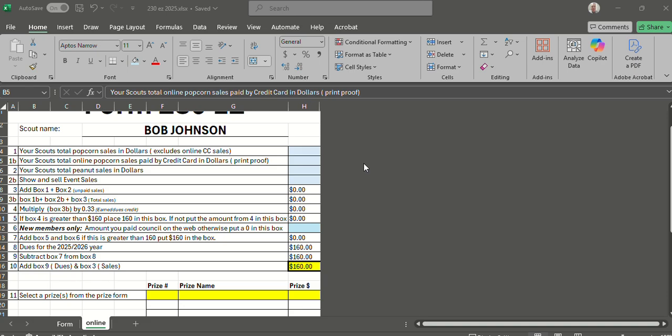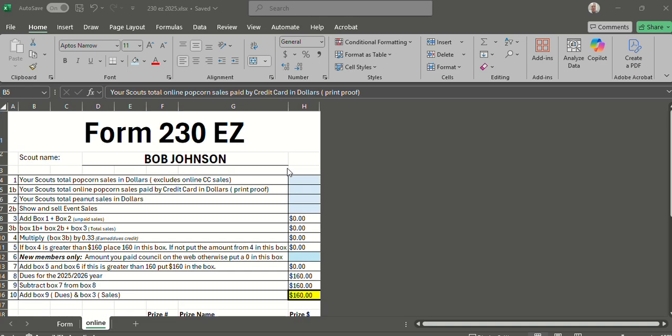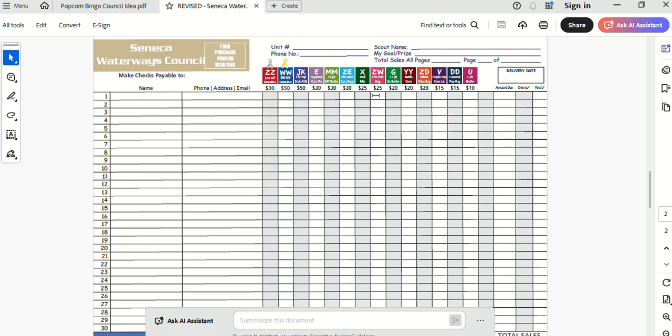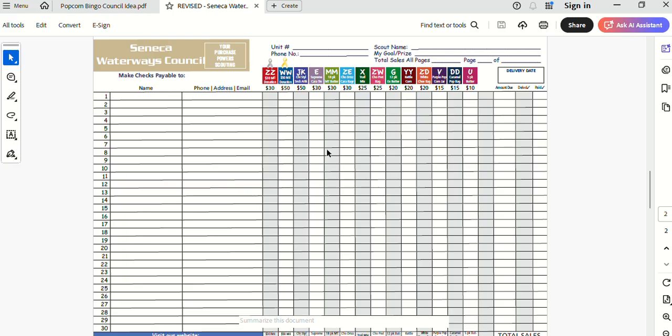Popcorn Kernel, and I'm going to go through how we are going to total your popcorn and nut sales, how that affects what dues you owe, how that affects what prizes you're going to get, and then how you record these things so we accurately get the popcorn at the end and nuts at the end.